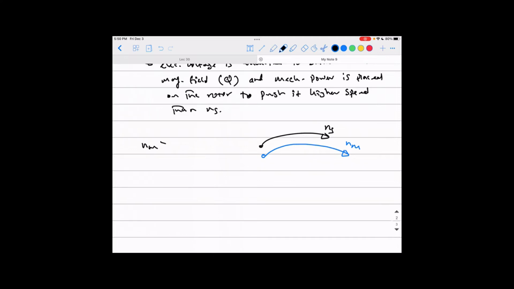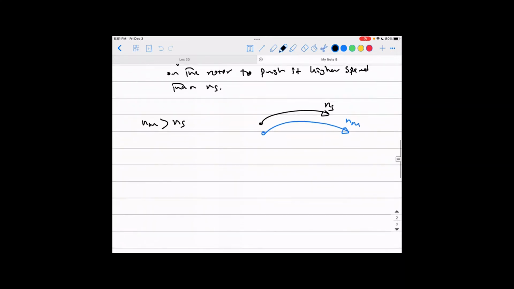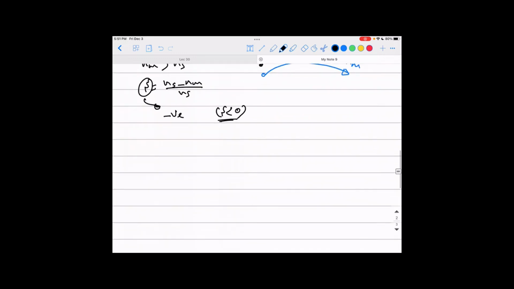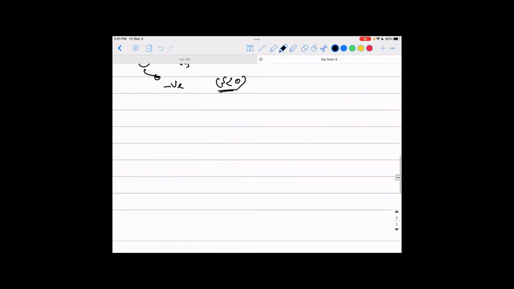Your mechanical speed has to be higher than the synchronous speed to enter the generation mode. That means, again, if you want to calculate the slip, which is ns minus nm over ns, now the mechanical speed is higher than the synchronous speed, so your slip for the generator mode will be negative. The slip will be less than 0. A negative value means your mechanical speed has outrun your synchronous speed, and that's how you get generation.